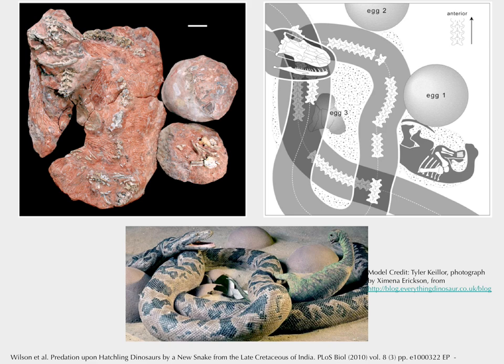Okay. So again, there's evidence. So how would you decide whether there was predation on dinosaurs by snakes or not? What would you then do? So they know it was a dinosaur. Okay. Well, what would you do?